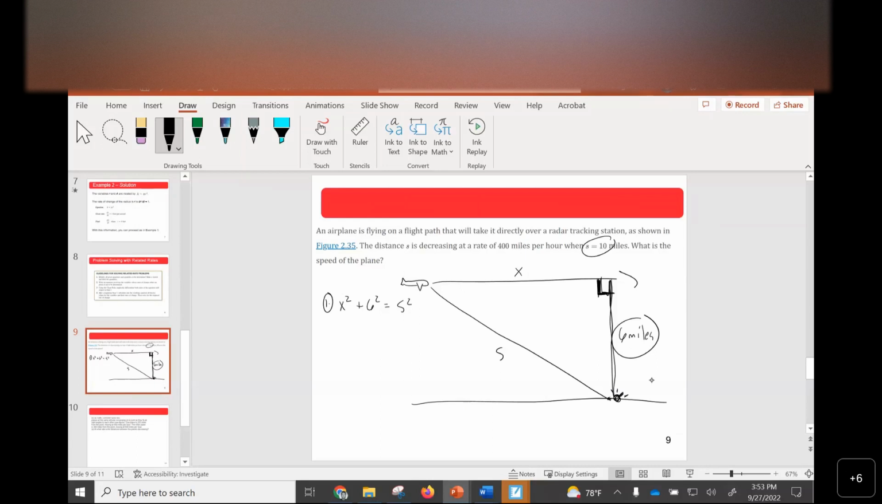Okay. Or another way to think about it, when you do step 1, ask yourself what are the variables? What's changing? I gave this distance a name, X, and that's changing.